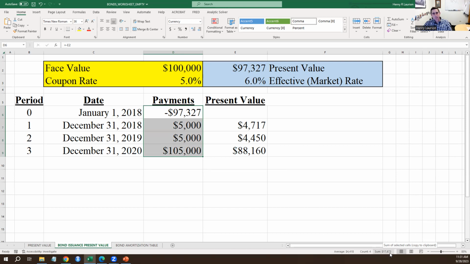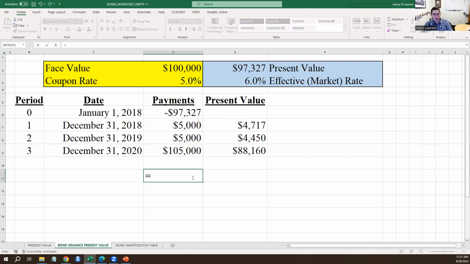But the question is, what is the return on investment to this investor? To calculate that, we can use an Excel formula called the internal rate of return, the IRR. What is the internal rate of return of investing 97,327 and then getting 5,000, 5,000, and 105,000 in the subsequent 3 years? All I have to do is plug in these values into the IRR formula. Sometimes it wants you to make a guess in the formula, but I'm not going to do that. I'm just going to close the parentheses and hit enter. And then I'll convert that to a percentage.